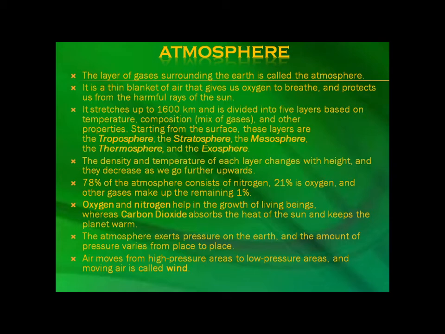Okay. So 78% of atmosphere has nitrogen and 20% is oxygen and other gases make up the remaining 1%. But nitrogen and oxygen both are very much important for the life on earth, which helps the living beings to grow. Carbon dioxide absorbs the heat from the sun and keeps the planet warm. So heat is because of carbon dioxide.